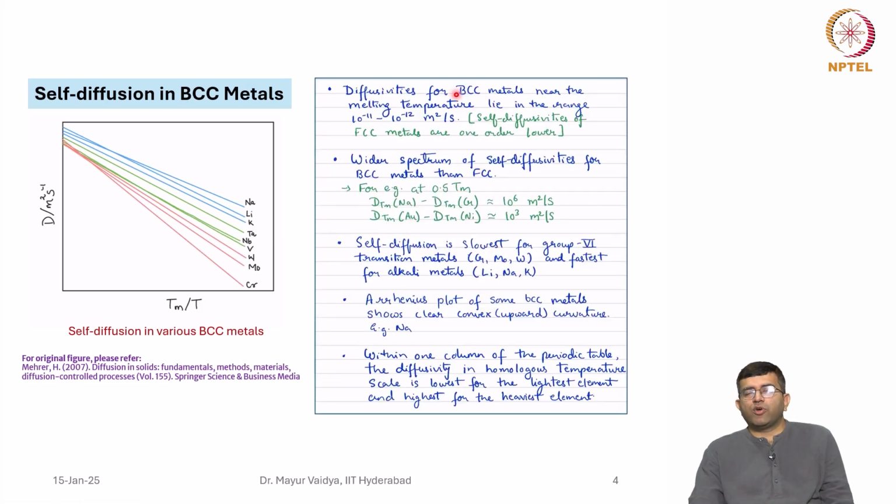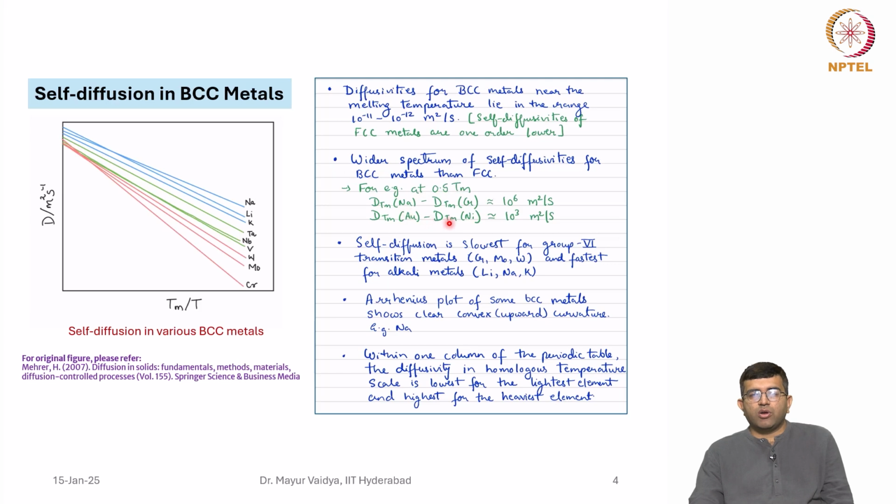So, first of all, the diffusivities for BCC metals at the melting temperature are slightly higher than the FCC ones. They are in the range of 10 power minus 11 to 10 power minus 12 meter square per second. This is often attributed to the open structure of the BCC. Then you have a wider spectrum of self-diffusivity for BCC metals than FCC.